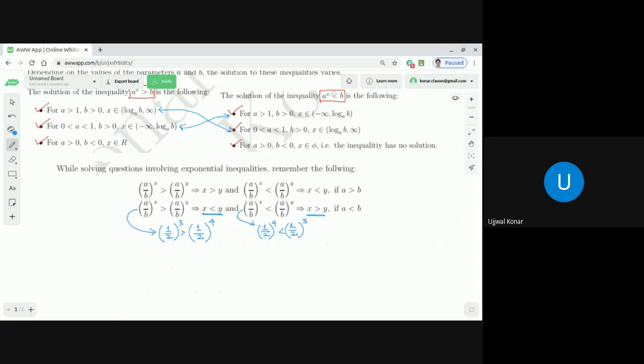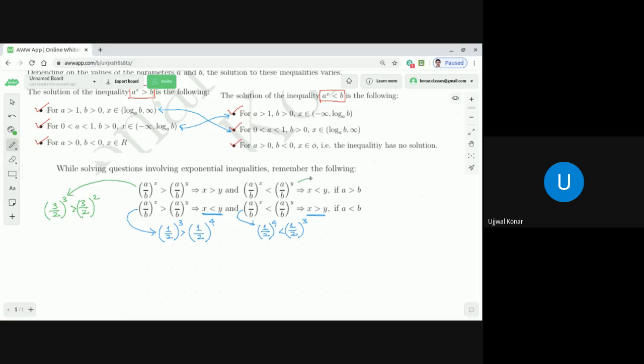We have a tendency in the initial days, what I have experienced is that, oh, (a/b)^x greater than (a/b)^y, oh, that means x is greater than y. That is true when it is an improper fraction. For example, 3 by 2, suppose. 3 by 2 power 3 is greater than 3 by 2 power 2, correct or not? That is because 3 is greater than 2.